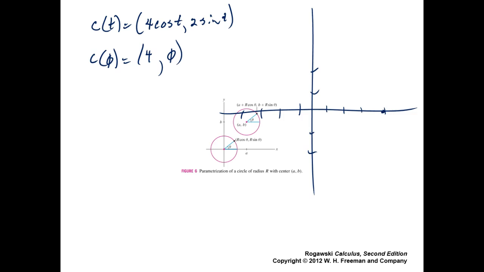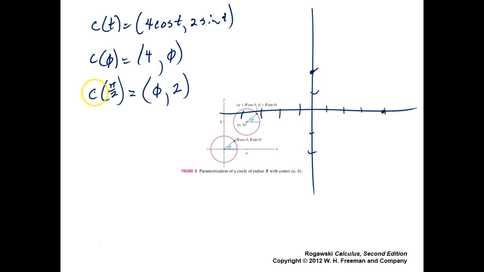Okay? Give me another t and don't make it 1. Pi halves? You like pi halves? I like pi halves. What would that be? What's cosine of pi halves? 0. 4 times 0 is 0. And what's sine of pi halves? 1. So that would be 2. 0, 2. Oh, I'll put those in the right places, didn't I?